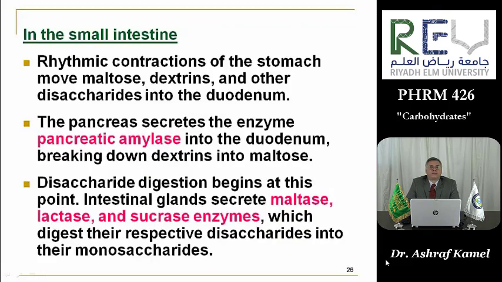In the small intestine, the rhythmic contractions of the stomach will move the disaccharides, maltose, dextrins, and others into the duodenum. The pancreas secretes the enzyme pancreatic amylase into the duodenum, breaking down the dextrins into maltose. Disaccharide digestion begins at this point. The intestinal glands secrete maltase, lactase, and sucrase enzymes, which digest the respective disaccharides into their monosaccharides.